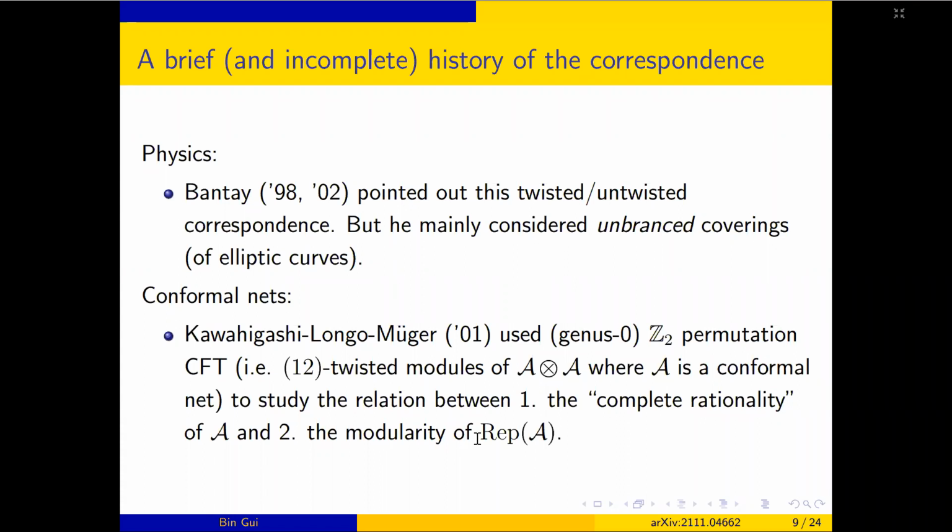Okay, so this is physics, and the next progress, to my knowledge, is on the conformal net side, which is a functional analytic approach to conformal field theory. So the story is this: in 2001, Kawahigashi, Longo, and Müger wrote a paper to study the so-called complete rationality. Complete rationality is a rigorous way to formalize the rationality phenomena in the physics literature of conformal field theory. In my opinion, this is one of the most important papers in the literature of conformal nets. In that paper, these three authors studied the complete rationality and also the modularity of the representation category using the Z2 permutation orbifold conformal field theory.